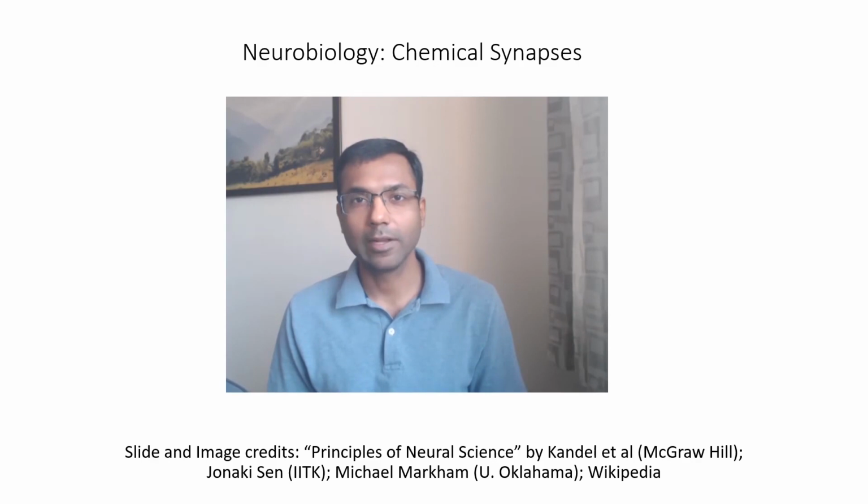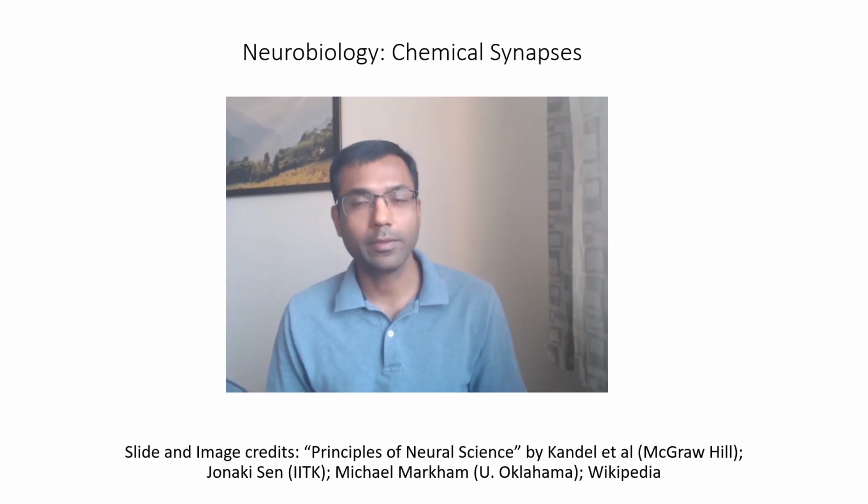Hi everyone, welcome back to Neurobiology. In this series of videos, we have been looking at synapses, the contacts between neurons. In the last video, we looked at electrical synapses, in which the two neurons are directly connected to each other, and electrical signal in the form of charged ions can flow directly from one neuron to the next. In this video, we will look at chemical synapses, in which the neurons are not directly connected to each other.